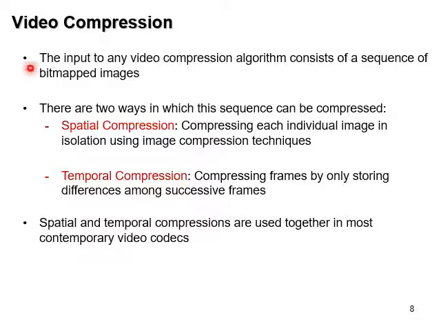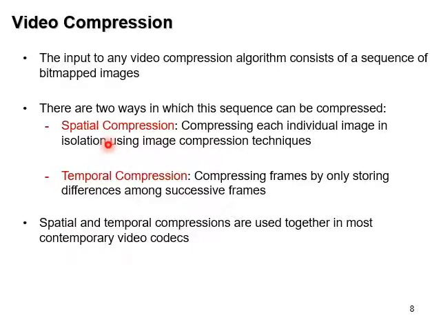The input to any video compression algorithm consists of a sequence of bitmap images. Those bitmap images represent the frames that are stored in the video, because any video, as we said before, consists of frames. So the input to the video compression algorithm would be that sequence of frames. Now, there are two ways in which this sequence can be compressed. There is spatial compression and there is temporal compression.